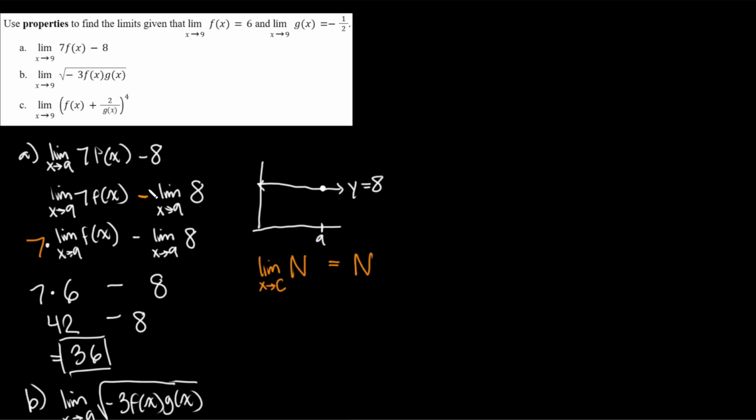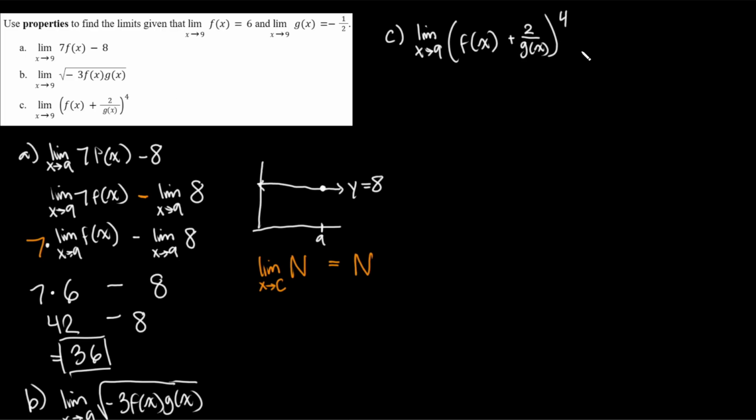Okay, let's do the very last one. The limit as x goes to 9 of f of x plus 2 over g of x to the 4th power. So how are we going to solve this one? Let's break it down. So let's rewrite it over here. In fact, let me check C, limit as x goes to 9 of the entire function, of f of x plus 2 over g of x to the 4th power.